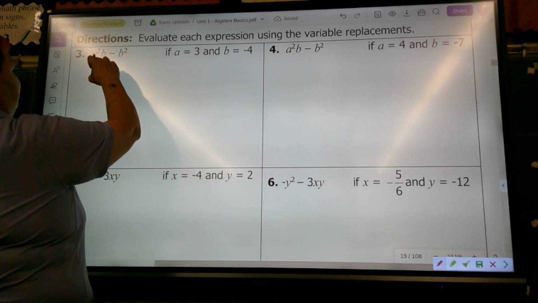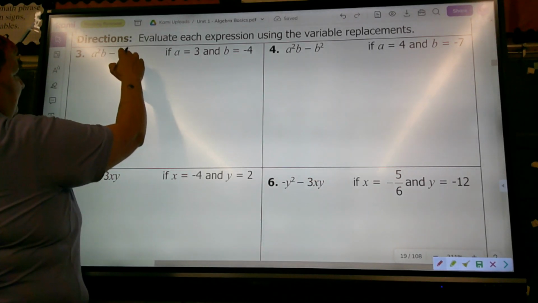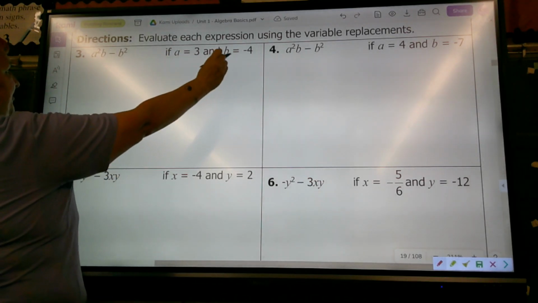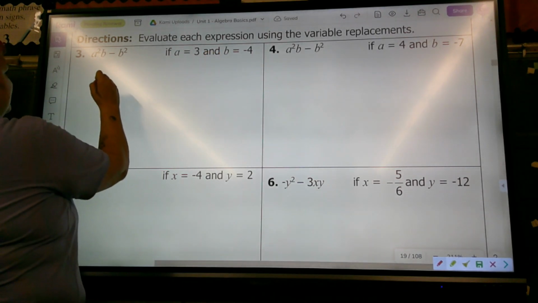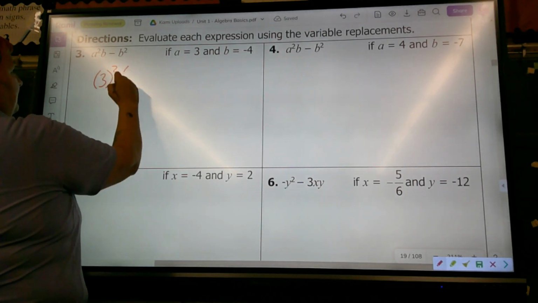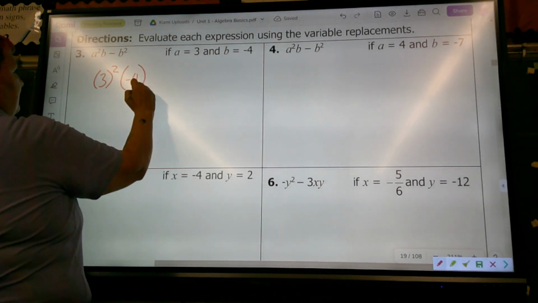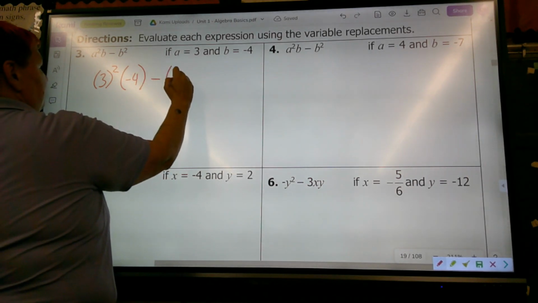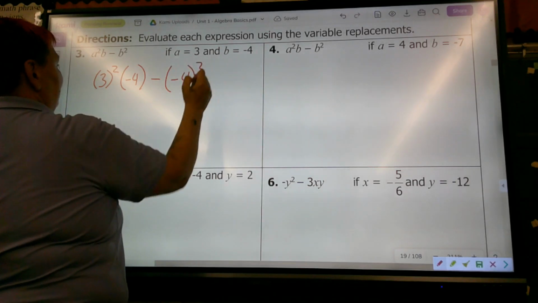A squared times b minus b squared. A is 3, b is -4. So a squared b minus b squared.